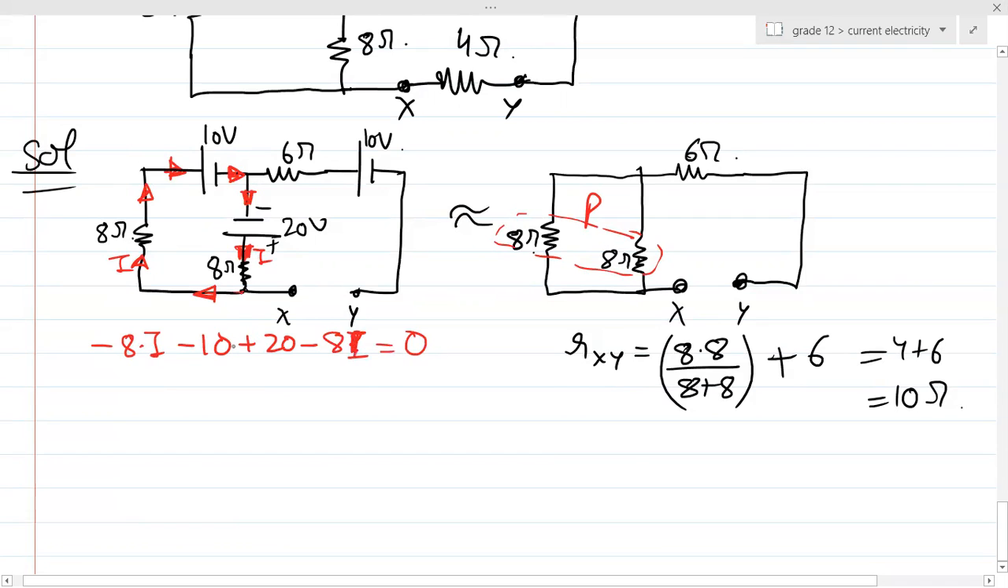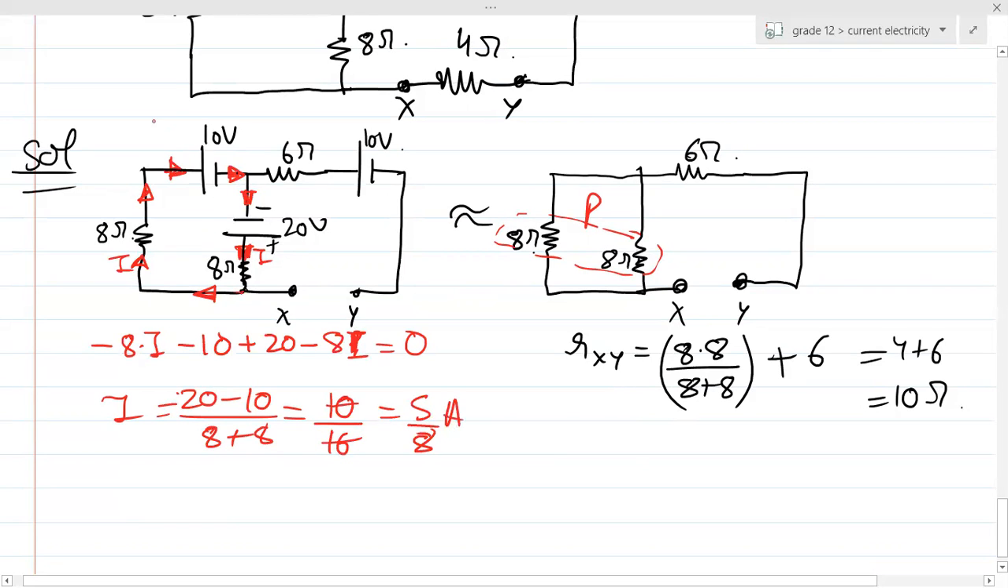So can you see from here, when you solve this, this is 20 minus 10 divided by 8 plus 8, which is basically I. Yes or no? So it's up to you, whichever concept you want to use. So 10 divided by 16, which is 5 by 8.